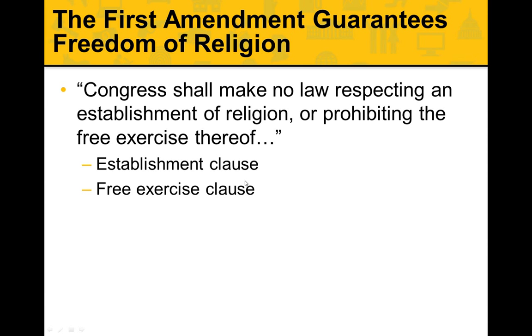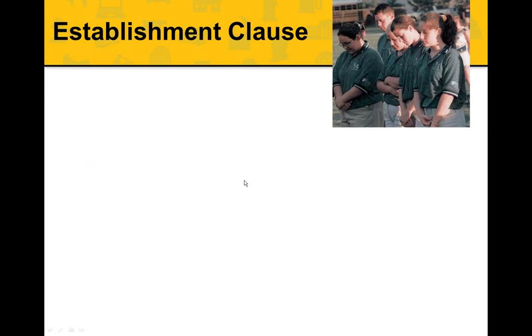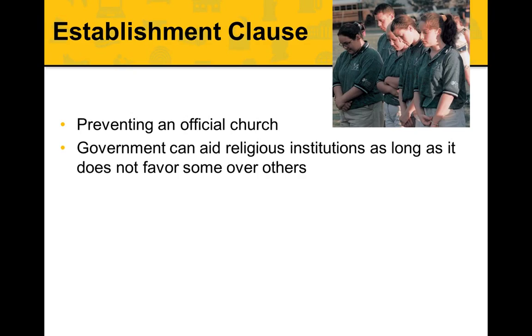So let's take a look at the Establishment Clause first. Okay. The Establishment Clause prevents Congress from establishing a religion. It also prevents, through the 14th Amendment, states from establishing an official church or religion. It also says that the government cannot prefer one religion over another. So the government can aid religious institutions as long as it doesn't favor some over others. And this has typically been interpreted to mean there is a wall of separation.